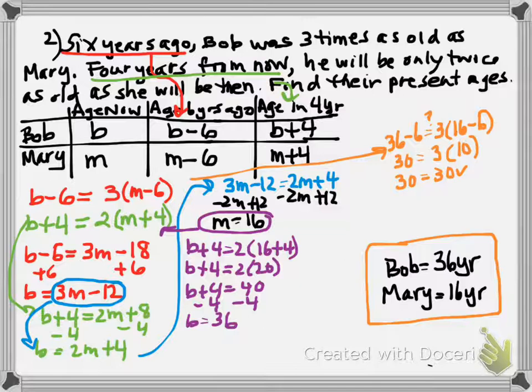All right. And a kind of fun way to do it: if you add 4 to each of their ages, what do you get? Bob would be what in 4 years? 40. And Mary would be what in 4 years? 20. Is 40 twice 20? Yeah, so you can check it that way as well.